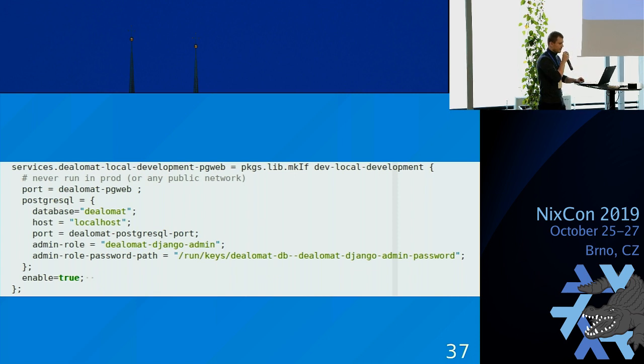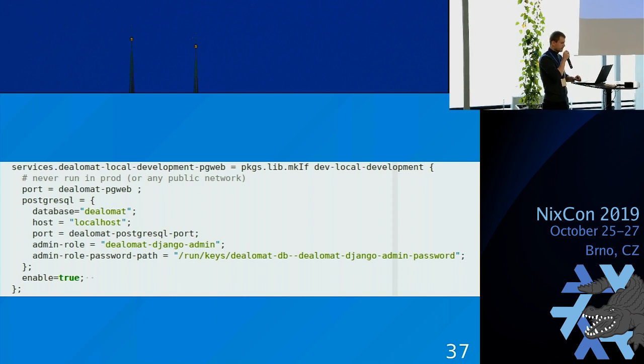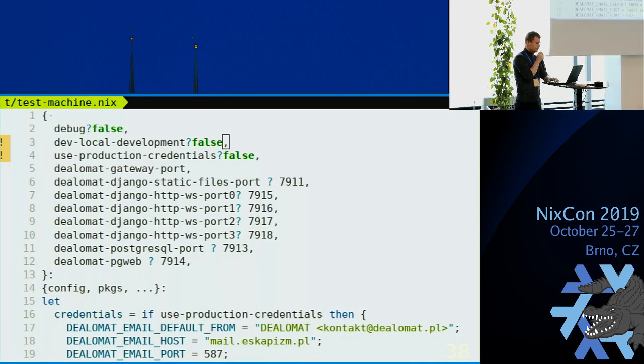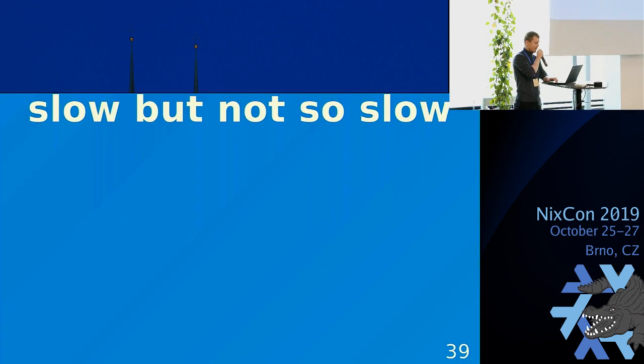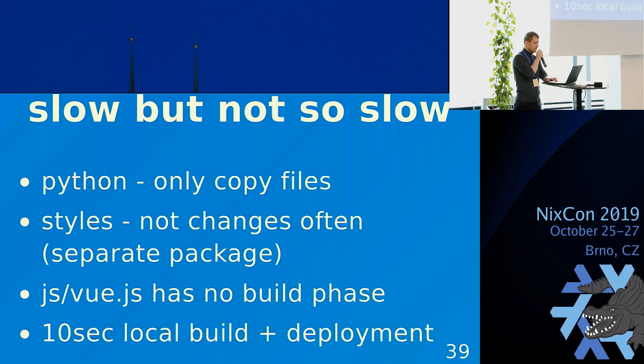And this is the tool that helps me with local development, which is PGWeb. It's basically a front end for Postgres. So yeah. So what do we have here? Python building is pretty fast, nothing magic, copying the files. Styles I'm building with SCSS, which takes like 10 seconds, but I don't change that very often. It's pretty stable.